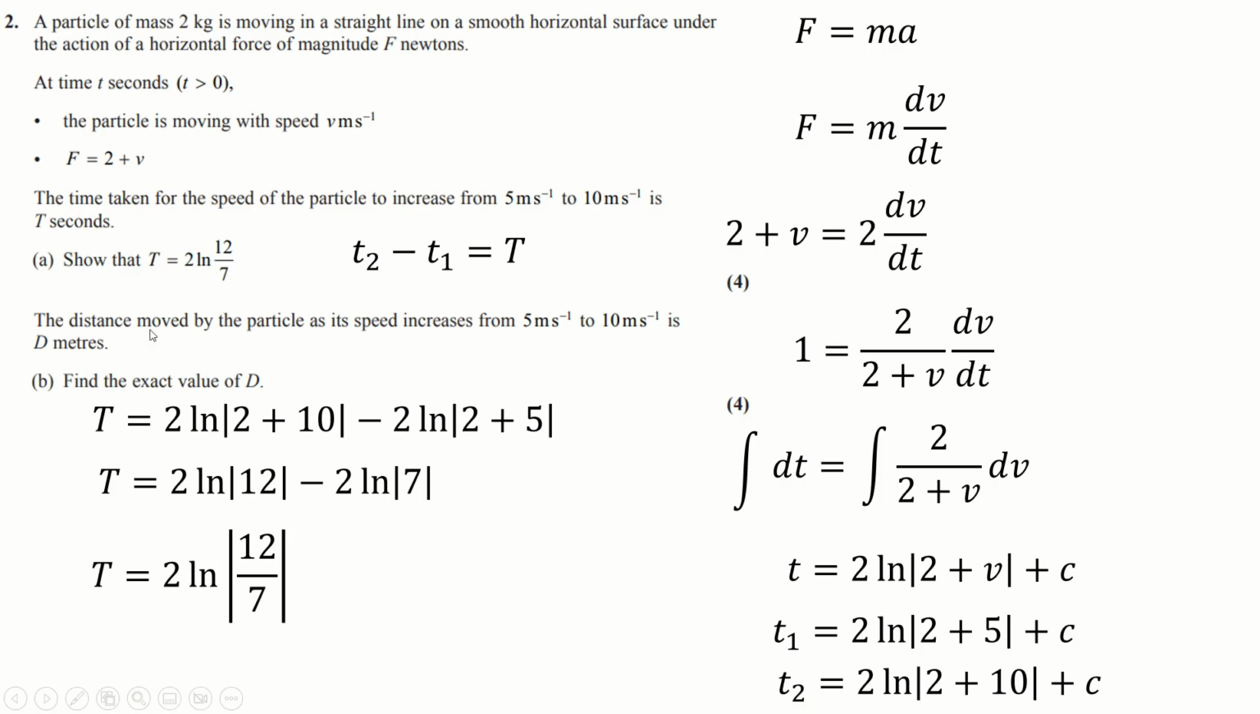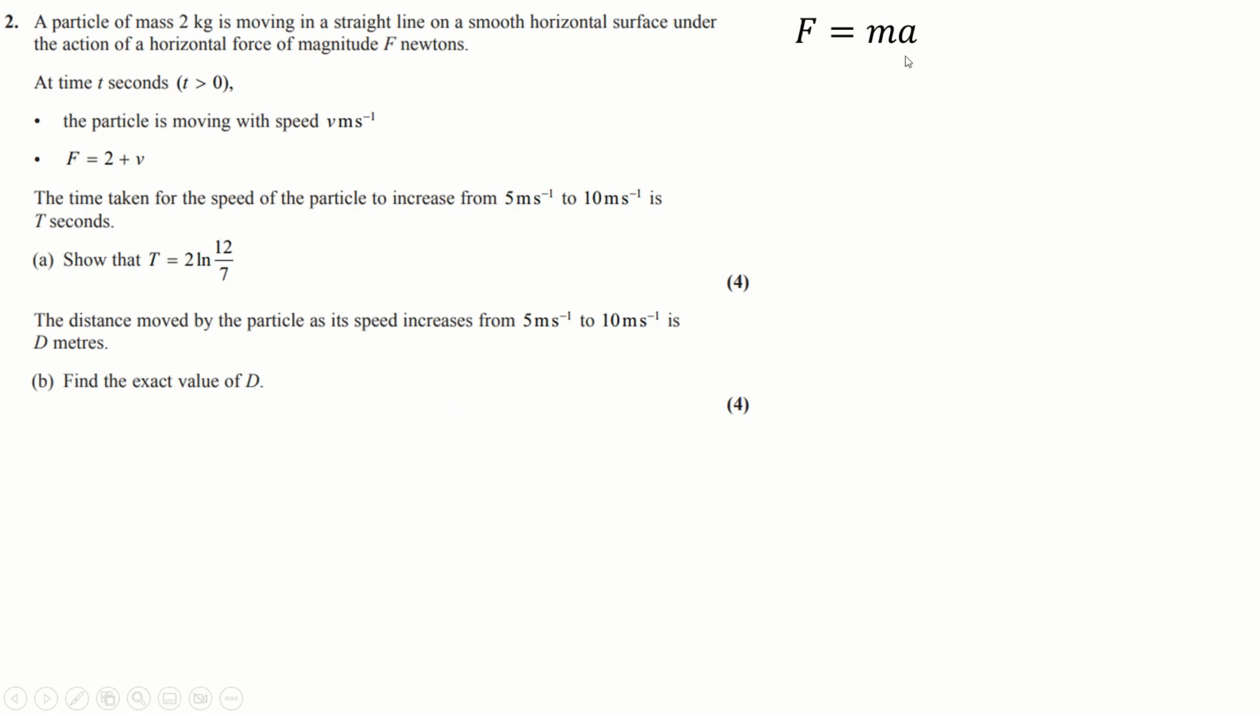Now it's talking about the distance moved by the particle. Well, that's of course x, so we're going to think about how to get an x out of this. And we use this formula here, F equals mv dv by dx, just to explain where that comes from, although you're just going to have to memorize it if you want to. We used this in the last question, of course, because a is the derivative of velocity.